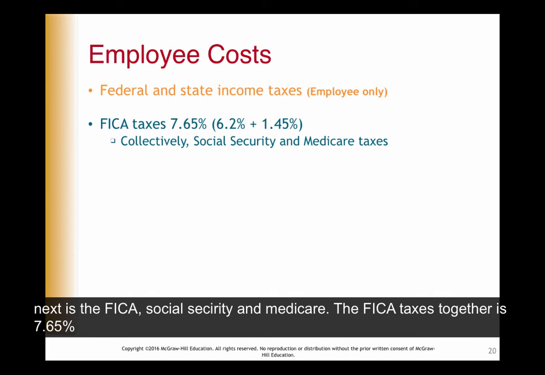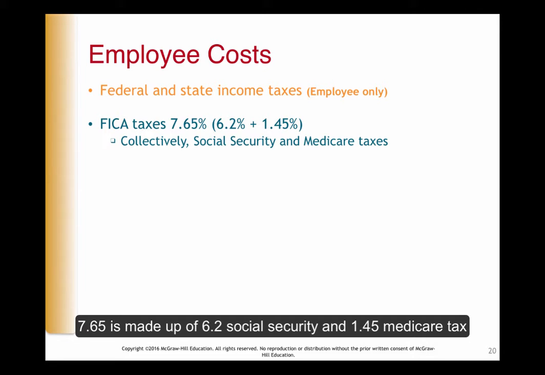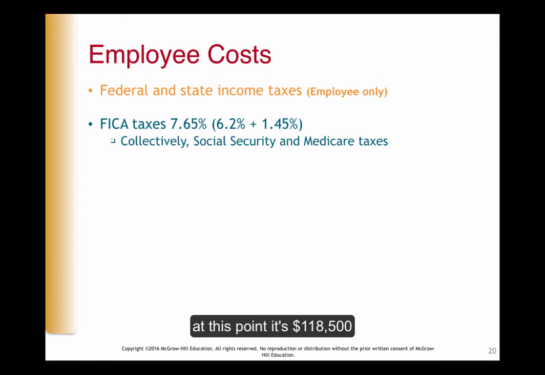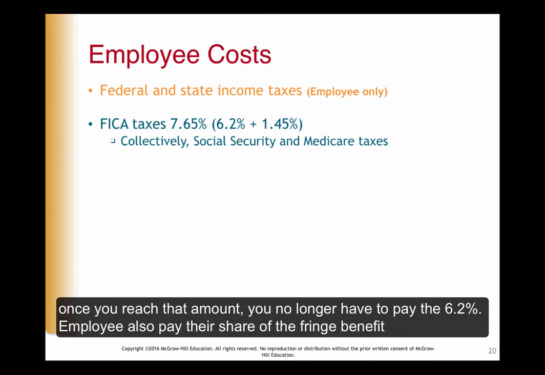The next item is the FICA, Social Security and Medicare taxes. The FICA taxes together are 7.65%. The 7.65% is made up of 6.2% Social Security and 1.45% Medicare taxes. Remember that the 6.2% Social Security tax is always capped at a threshold. At this point, it's $118,500. Once you reach that amount, you no longer have to pay the 6.2%.